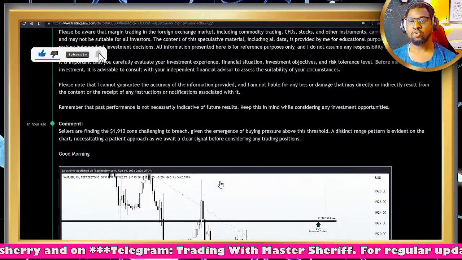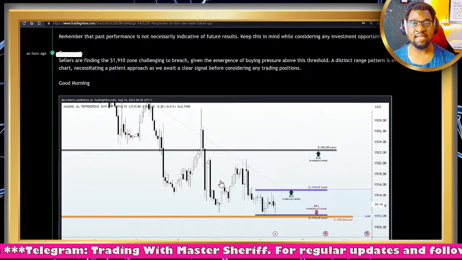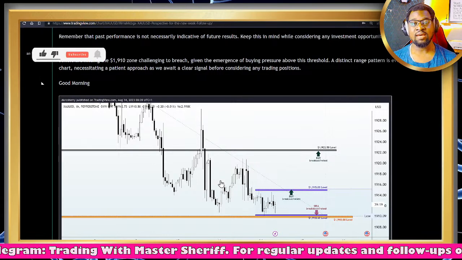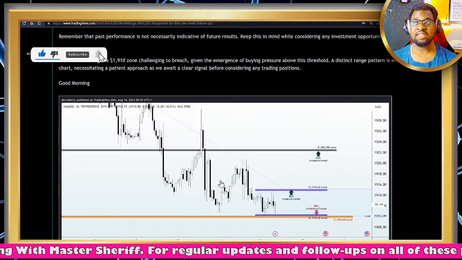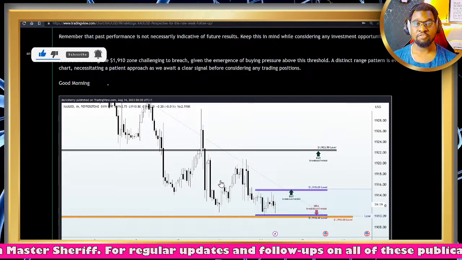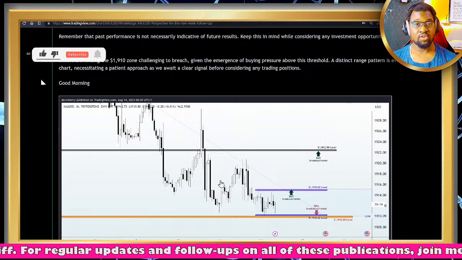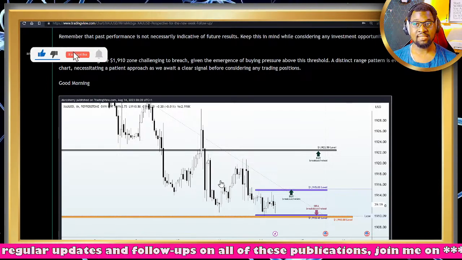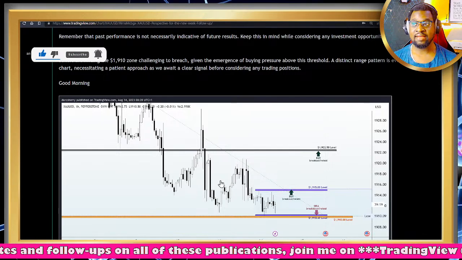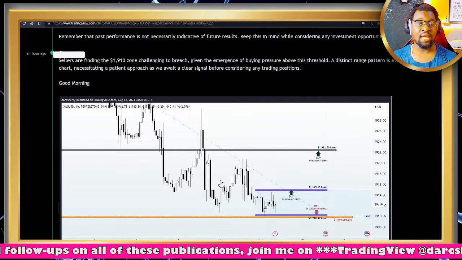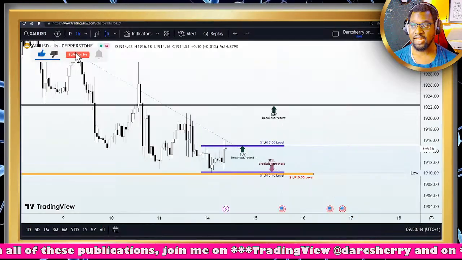Now, looking at my commentary here this morning, I said here that sellers are finding the 1,910 zone challenging to breach, given the emergence of buying pressure above this threshold. A distinct range pattern is evident on the chart, necessitating a patient approach as we await a clear signal before considering any trading positions. Now let's go back into the live chart.